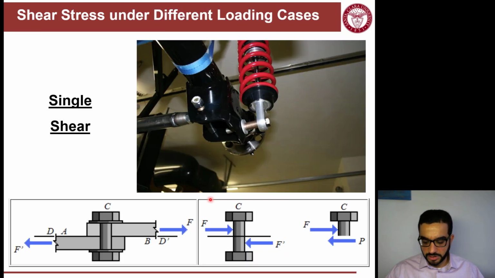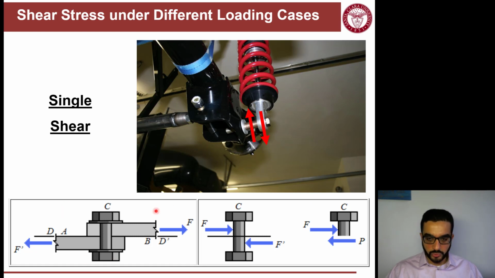Single shear is a shear action that happens in a member that experiences only one shearing movement. This spring is kind of a support for a platform. The spring with the piston is applying a force on that bolt. As a result, there is a reaction force applied from the frame onto the bolt. So in the middle, there is one shearing action happening.